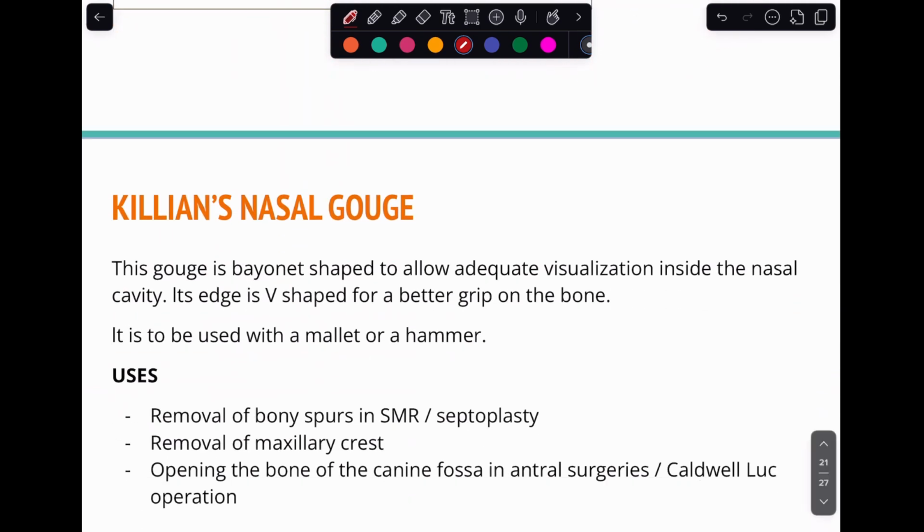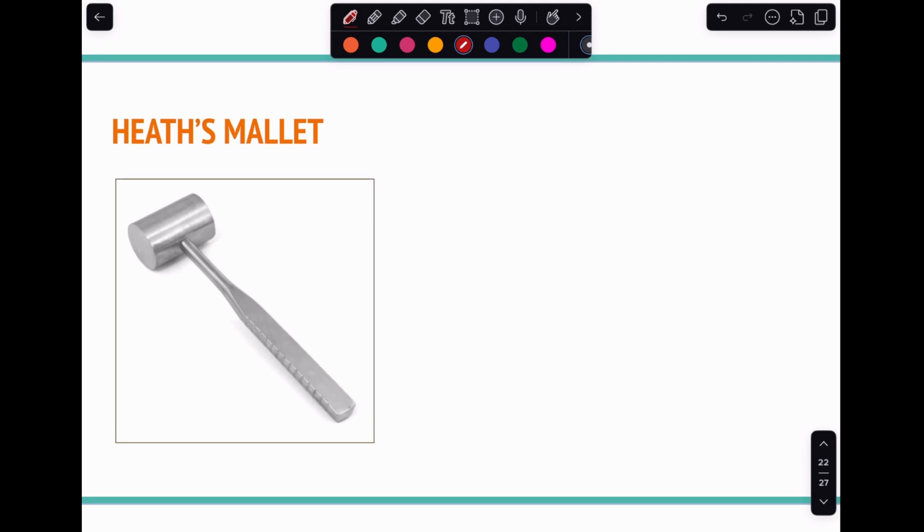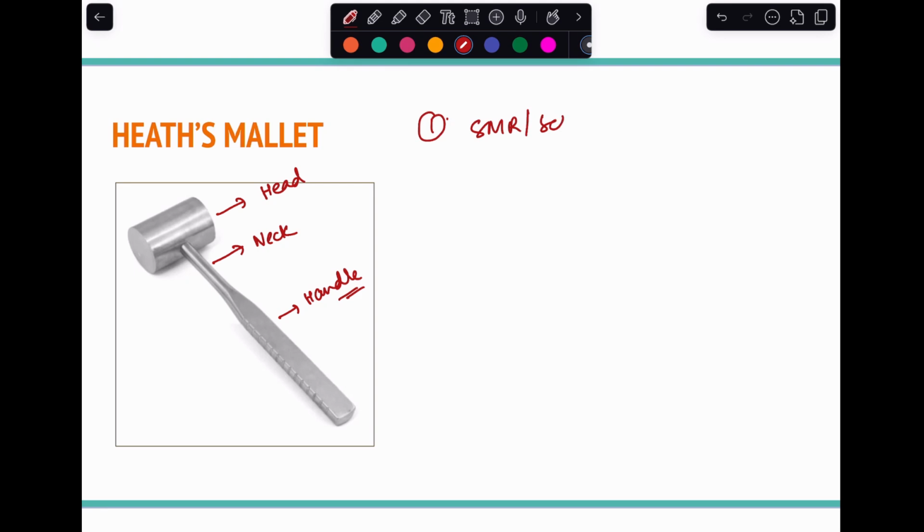Now, next to this, we'll talk about the mallet. Now, the mallet that we usually use here is known as the Heath's mallet. The parts over here is, first of all, we have the heavy cylindrical striking head. Then we have a neck over here, and we have a handle or a shaft over here. So these are the different parts. Now, what are the uses of it? First of all, we use it along with the Killian's nasal gouge in SMR or septoplasty.